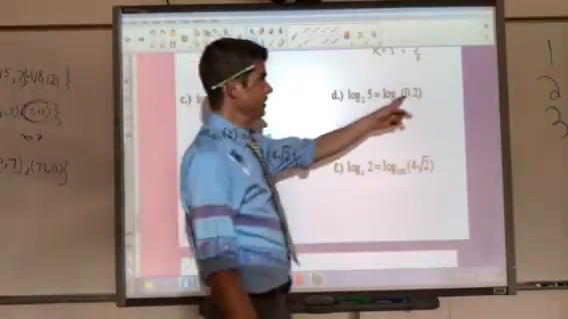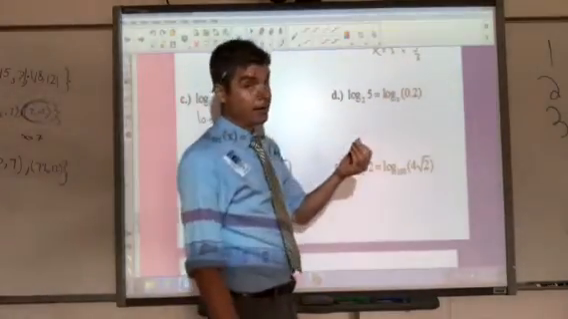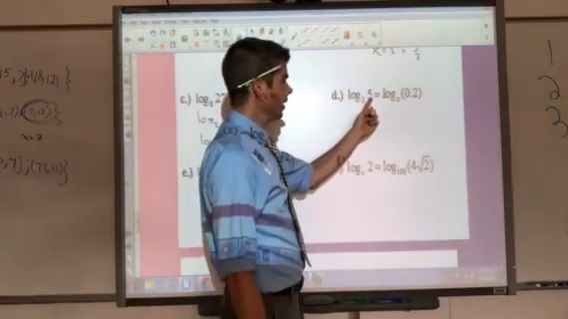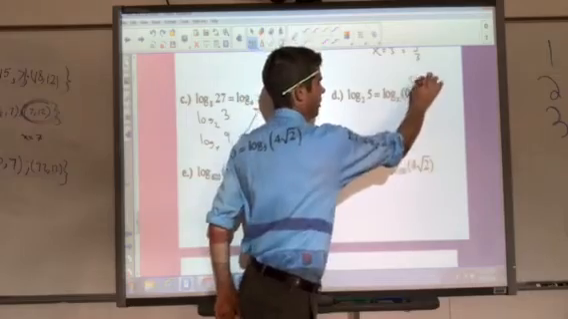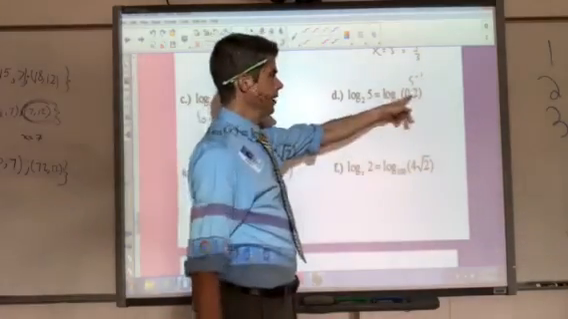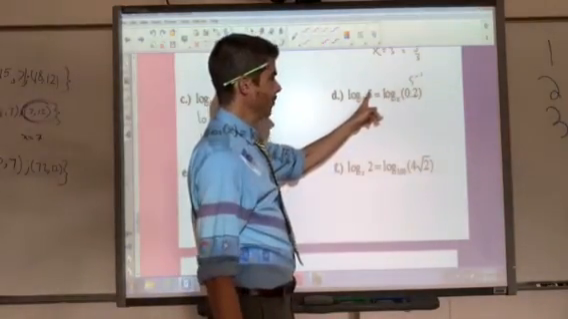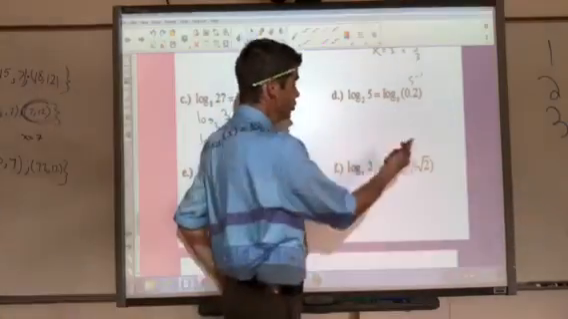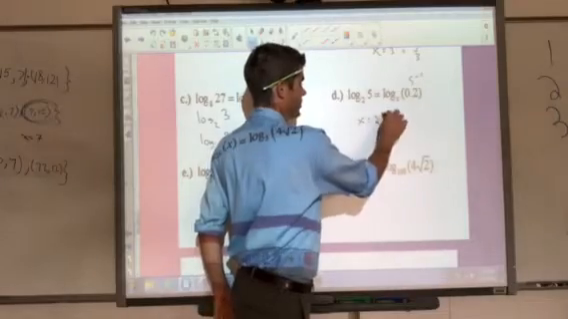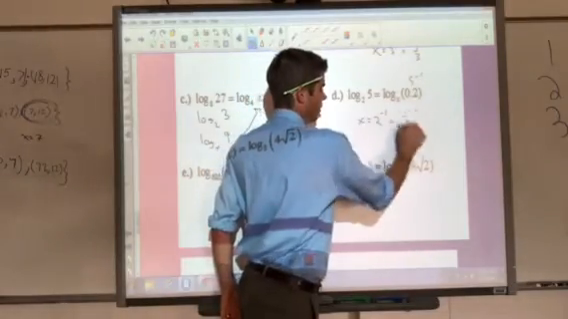So this one is very similar to the one above. It's just, again, recognition. 0.2 is 1/5. That's 5 to the negative 1. So basically I'm doing the negative 1 power to this, so therefore I better do the negative 1 power to that. So it's 2 to the negative 1. So x is 2 to the negative 1, or 1/2.